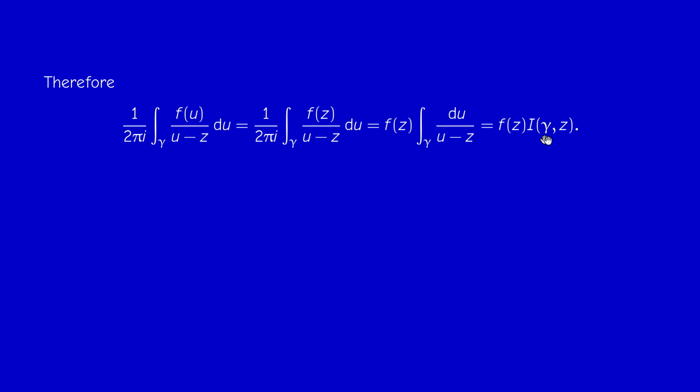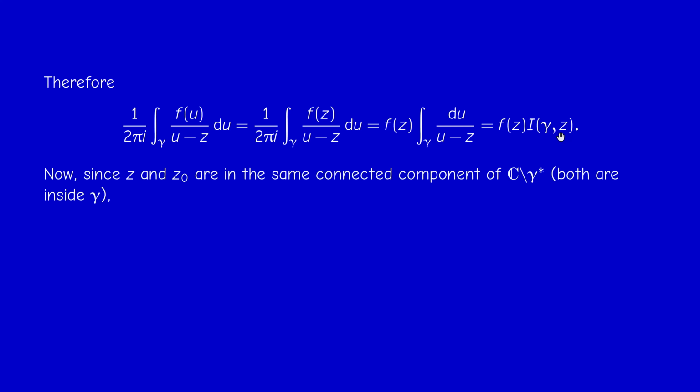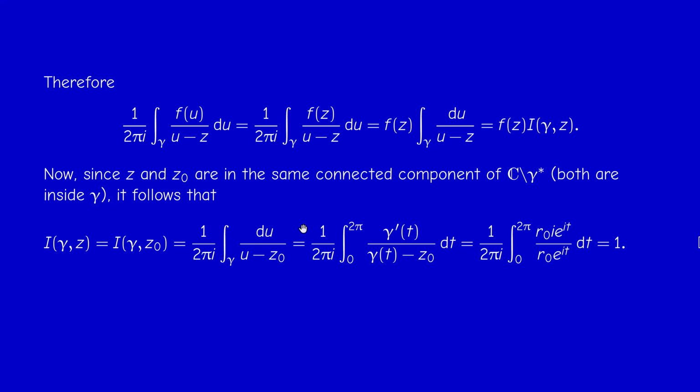Now, how to compute that index? Well, this is easy because we know that z is inside the disk gamma. But we said that the index is constant on the components. So the index of gamma with respect to z is exactly equal to the index of gamma with respect to z0. And you already computed that, and you found by going back to the definition that it is 1. Okay? And that's it. You are done. This concludes the proof. So f of z is this integral. Okay? So this is very easy.